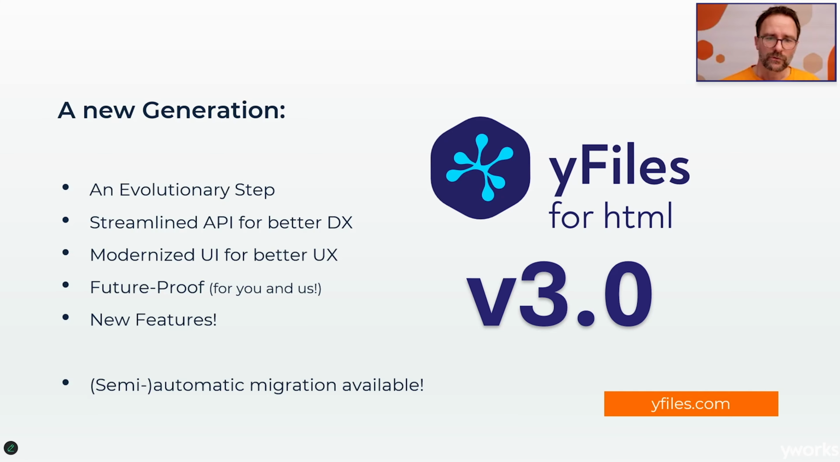So today I'm going to show you what we did, how we changed the UI, and how we changed the API. This new generation is supposed to be future-proof, not just for you, but also for us, meaning that on this solid foundation that we built, it will enable us to add new features in the future without sacrificing backwards compatibility again and getting new features out more quickly to you. And also version 3.0 already has some new features, and now I'm going to show you some of them in this webinar.